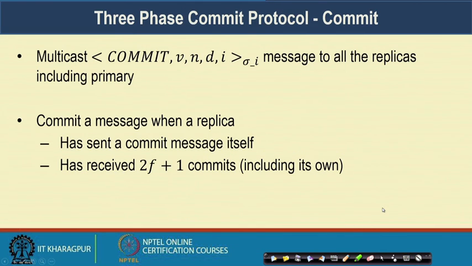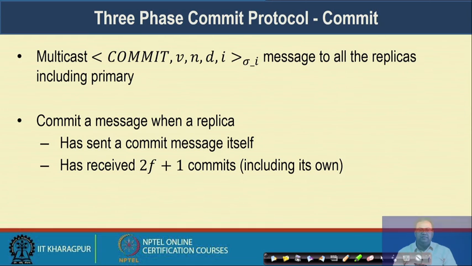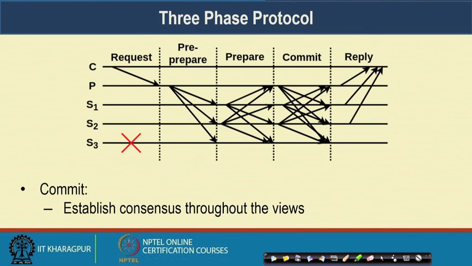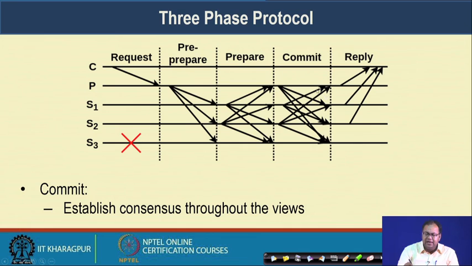At the end, every node multicasts the commit message to all the replicas, including the primary. Whenever you have received 2f plus 1 such commit messages, and f plus 1 of them form the majority decision, it can decide whether the request that has been sent by the client has been accepted or not, because you are getting the majority voting. So, that is the final commit message. After getting the commit message, every individual node takes its decision and sends the reply back to the client.